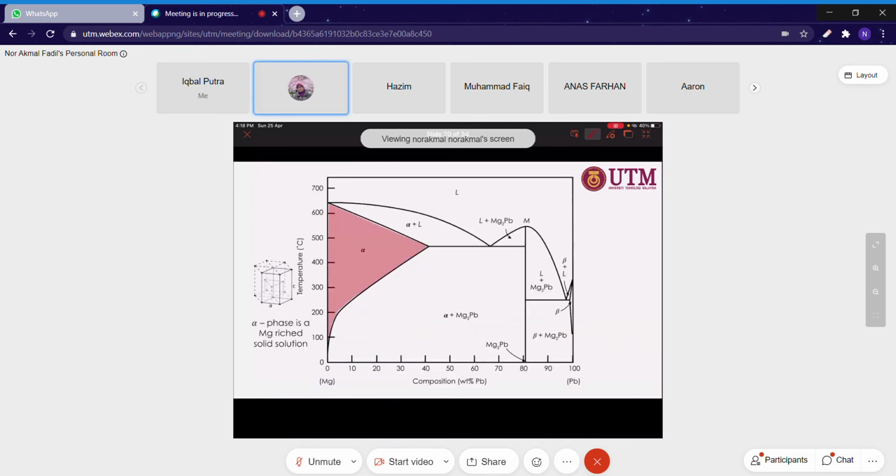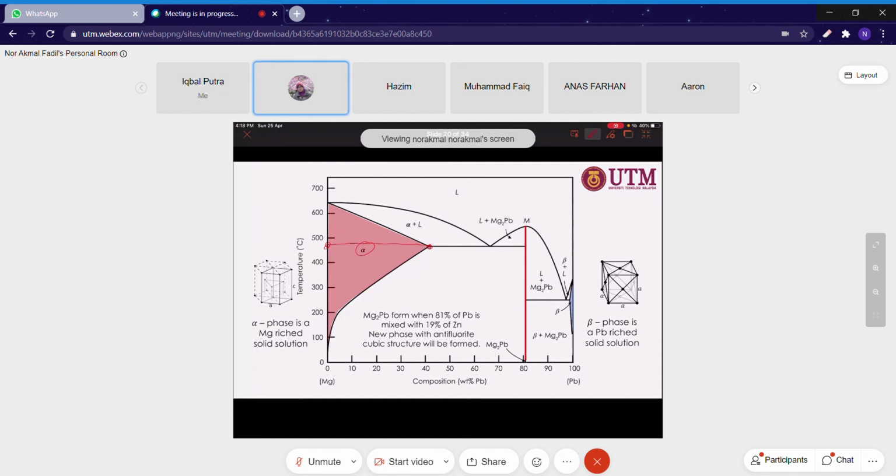So this is the terminal phase. It contains the magnesium-rich element, which is alpha. And this is the beta side, a plumbum-rich solid solution. It is a solid solution, not an intermetallic, so the composition depends on the temperature. You will obtain the alpha phase from 0 until a maximum of about 40% at a temperature of about 475 degrees Celsius. It's a solid solution, and the composition depends on the solubility.